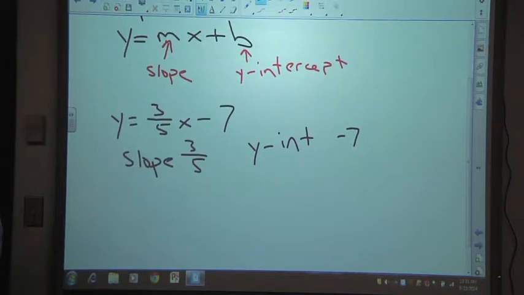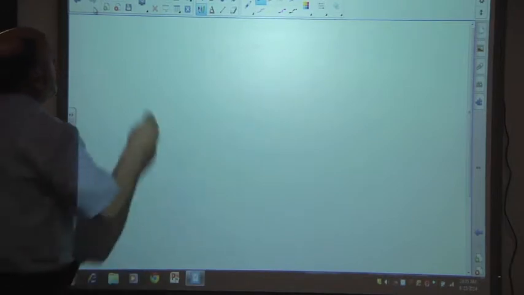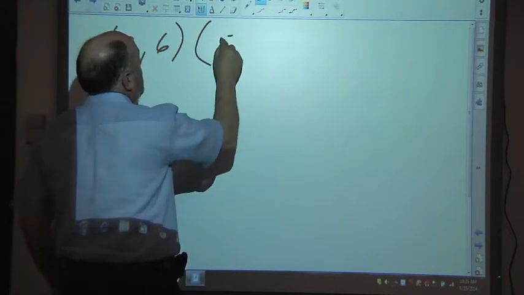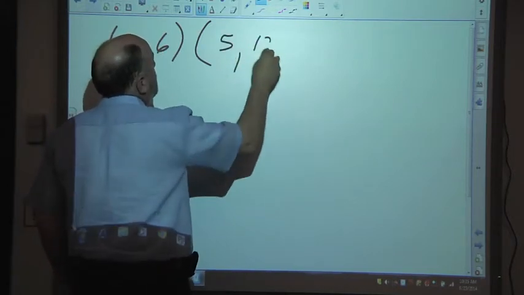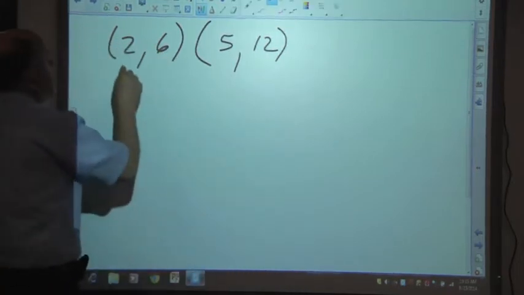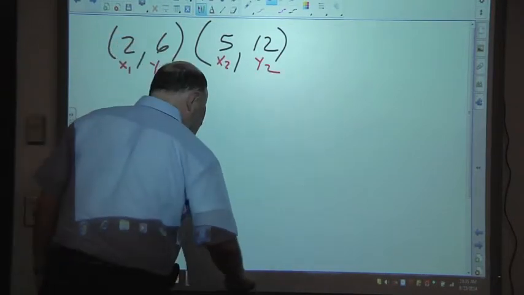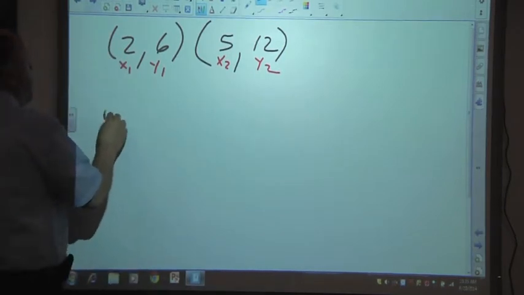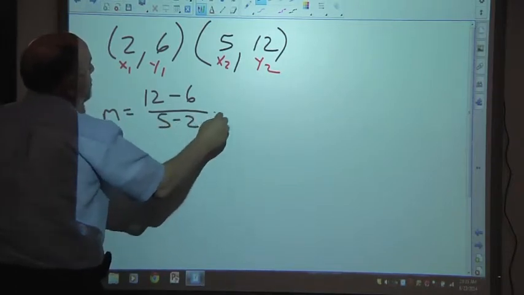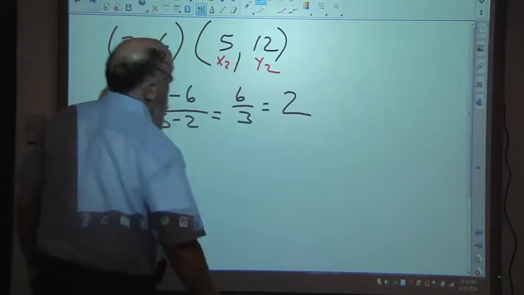Let's say I give you 2 points, and I want to know the equation of the line. Let's say we have the points (2, 6) and (5, 12). Again, the first thing we can do is find the slope. With x1, y1, x2, y2, the slope will be 12 minus 6 over 5 minus 2. So this will be 6 over 3, which is 2.